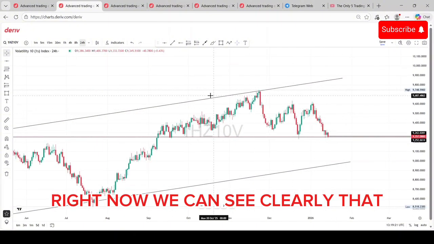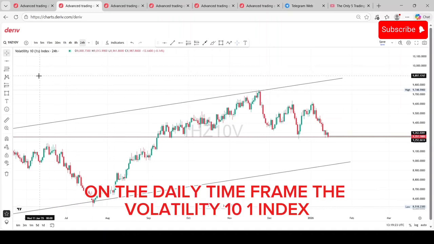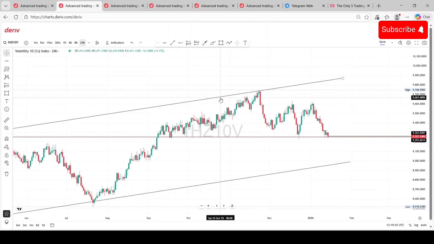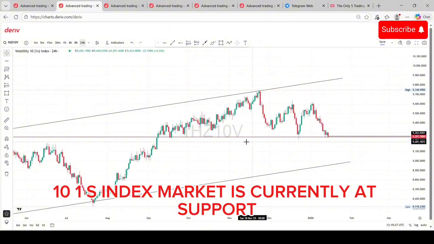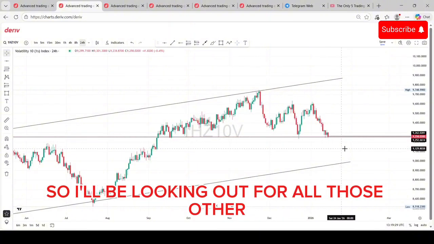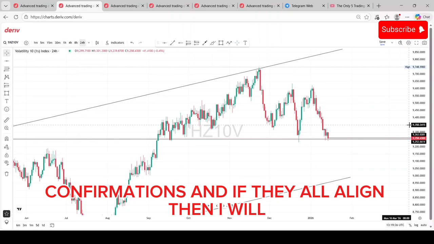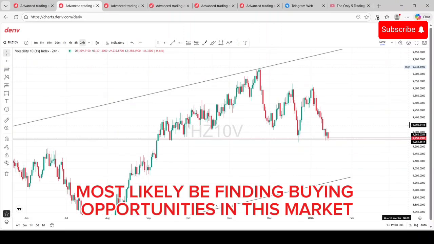Right now we can see clearly that on the daily time frame, the Volatility 101 index market is currently at support. So I'll be looking out for all those other confirmations, and if they all align, then I will most likely be finding buying opportunities in this market.